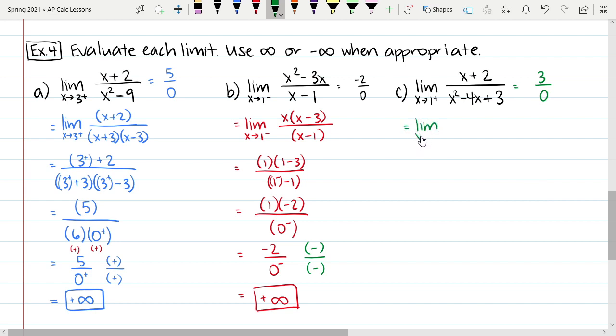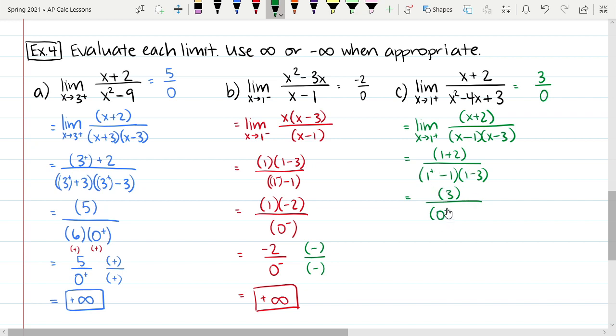So I have the limit as x approaches 1 from the right of x plus 2 over x minus 1 times x minus 3. So now when I substitute, I'm going to get a 1 plus 2 in the numerator. Down here I'm going to have 1, but again slightly greater than 1, minus 1, and then a 1 minus 3. So now I've got 3 divided by, so 1 slightly greater than 1, minus 1 is going to be 0, but slightly bigger. And then 1 minus 3 is negative 2.